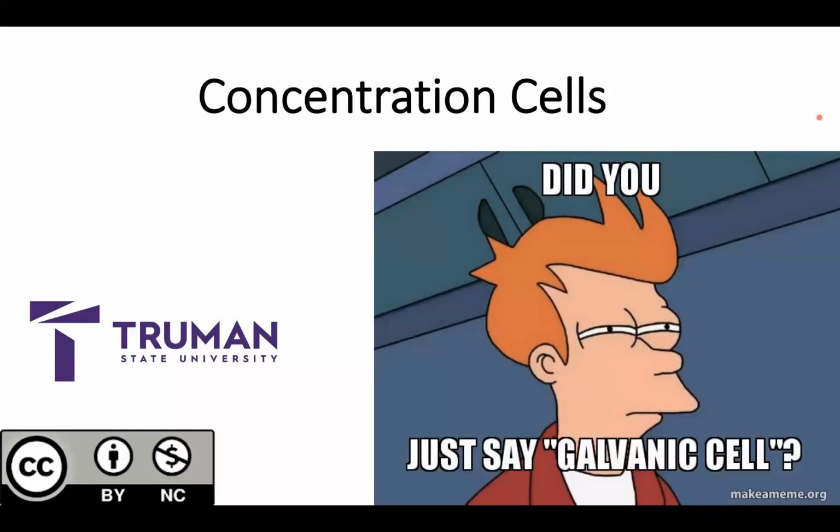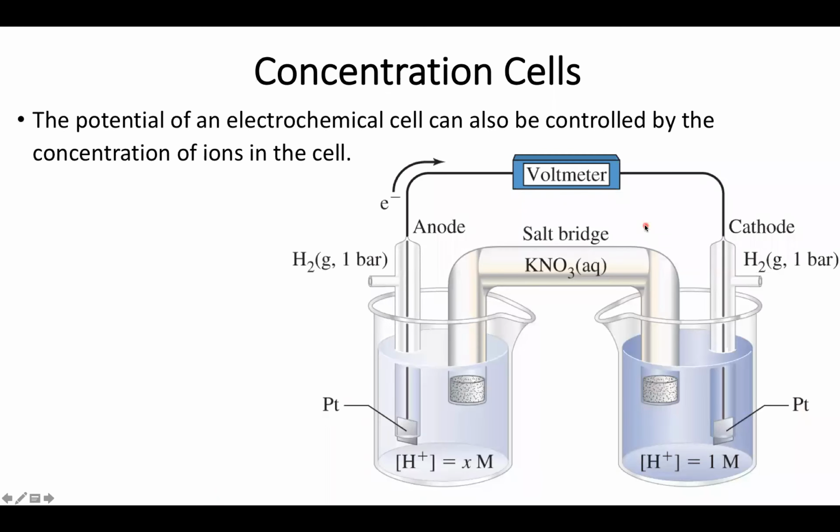So today we're going to be talking about concentration cells, which are just a fancy version of galvanic cells. As we've seen previously, we can control the amount of energy an electrochemical cell produces by changing the potential of the chemical reaction. And we've also seen that you can change the potential of a reaction simply by changing the concentrations of products and reactants. So today we're going to be bringing these two together.